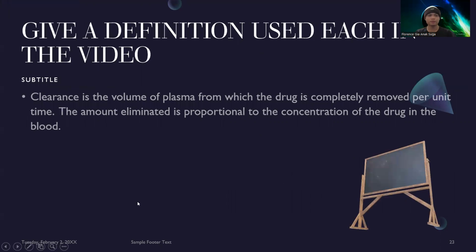So the definition in the video is clearance. Clearance is the volume of plasma from which the drug is completely removed per unit time. So the amount eliminated is proportional to the concentration of the drug in the blood.